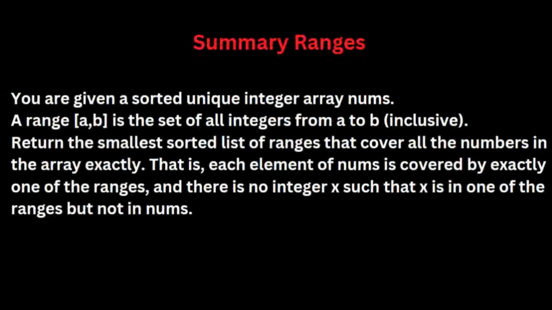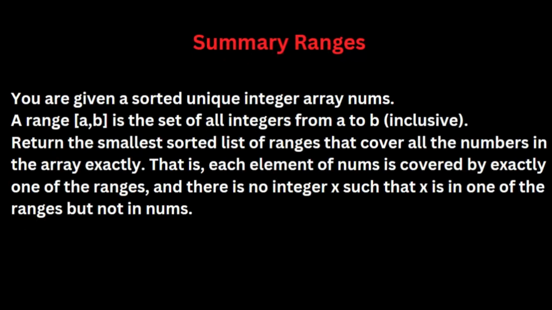We have to range the numbers in the array such that the consecutive elements make a range. If there are elements like 0, 1, 2, 4, 5, here the consecutive range is 0, 1, 2, so we should write it as 0 to 2.